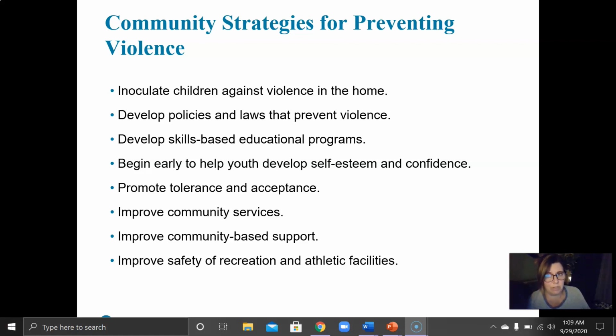Begin early to help youth develop self-esteem and confidence. Promote tolerance and acceptance, improve community services, improve community-based supports, and improve the safety of recreation and athletic facilities. We want to have outlets for people and places for them to go rather than violent situations.